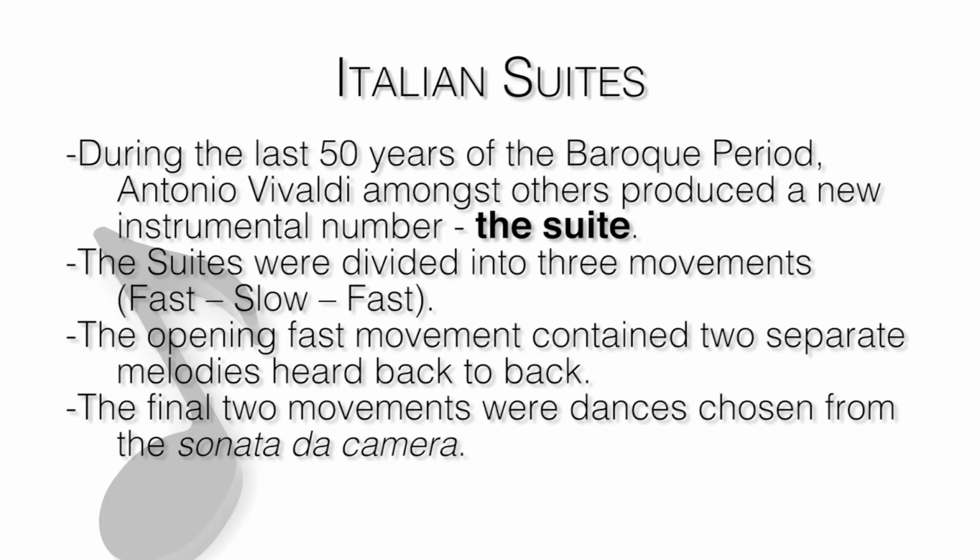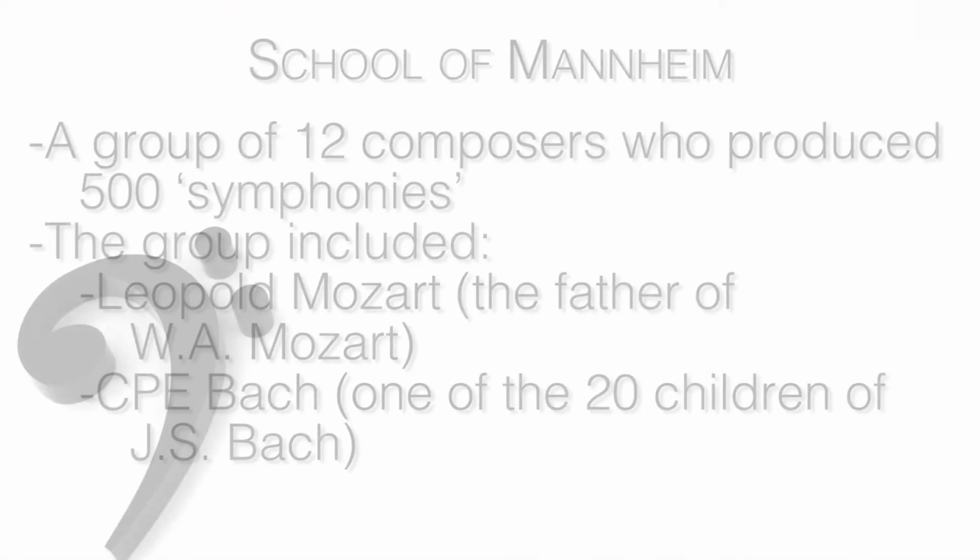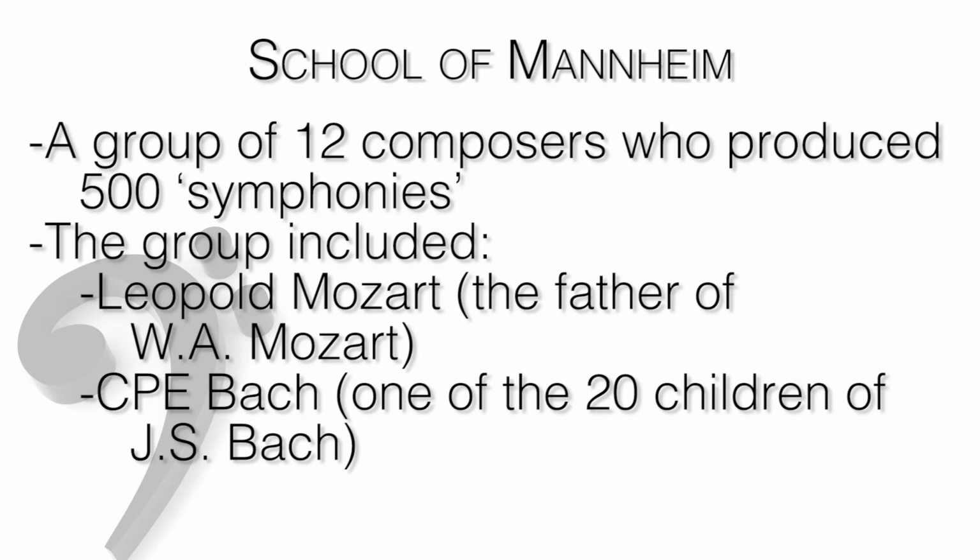So the suite, in a way, was a hybrid idea of things from the past, especially using the sonata da camera and maybe a few ideas from the concerto. Then following these Italian composers, we now move up to the time when we're moving into the classic period, right around 1750, and we have our second school, the School of Mannheim. Way back at the beginning of the class, we talked about the School of Notre Dame, the 2 composers who were the inventors of polyphony.